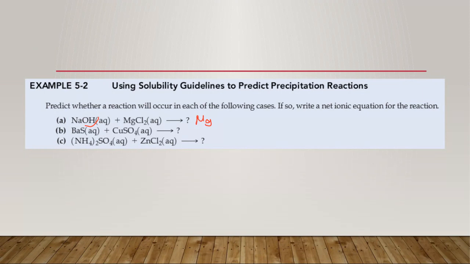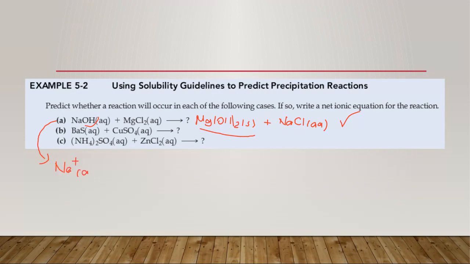So magnesium hydroxide will have a 2. This is the solid one. And then we write here the sodium chloride. This is the aqueous solution because the sodium chloride dissolved in the water. This reaction happens because we have a solid product, magnesium hydroxide. Let's do the net ionic reaction.